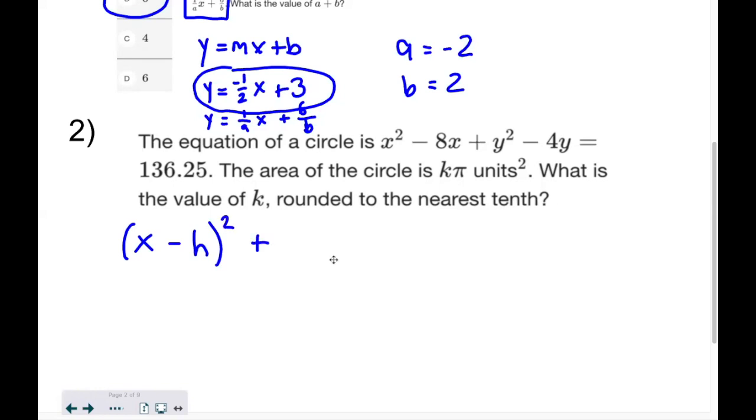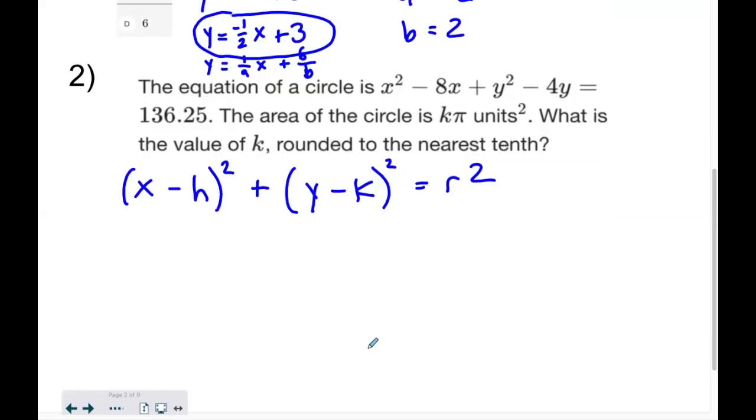What I'm writing out now is the standard form of a circle. So this is an equation that we unfortunately just need to know. And then the area of a circle, that is given on the reference sheet. That's just area of a circle equals pi r squared.